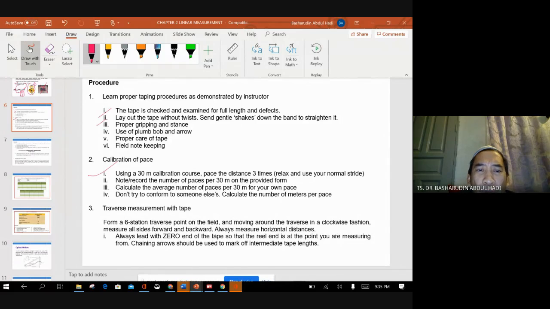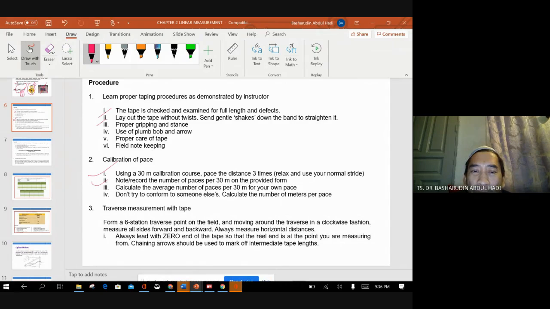And you must record the number of paces for 30 meters on the provided form. At every meter, you must write whether the calibration of the old one is the same or different. If same, yes, you can use it. If different, for example shortened by 1 meter or elongated by 5 meters, then you cannot use the tape on your field works.